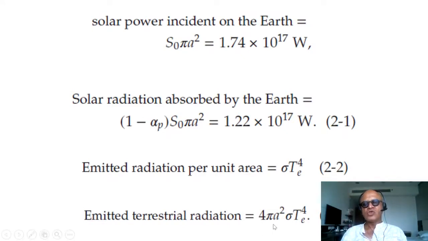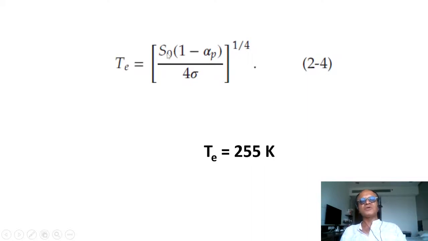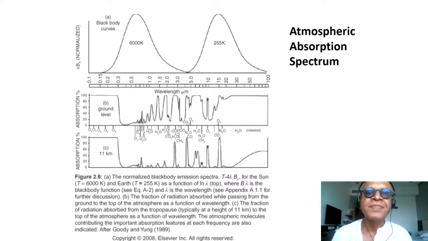So the total is going to be the area of the sphere, 4 pi a squared, times sigma Te to the fourth. If you solve that equation for the emission temperature, you put in the values for sigma, which is known, S0, which is 342 watts per meter squared or so, and alpha, which is 0.3. You end up with an emission temperature of 255 Kelvin, which is minus 18 degrees centigrade, which is obviously too cold because Earth's average temperature is 15 degrees centigrade. So we need 33 degrees of warming on this calculation, which obviously has to come from the greenhouse effect.